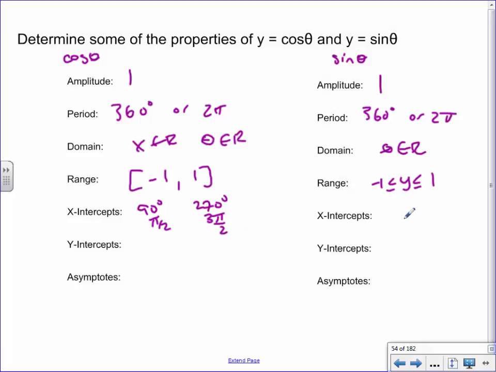Okay, well, where are your x-intercepts on the sine graph? 0. That'll work. 0, 180, and 360. Or putting those into radians. 0 is still 0. What was 180? Pi, yeah. And 360 is 2 pi. Essentially, the cosine intercepts are on the half pi increments, and the sine intercepts are on the pi increments.